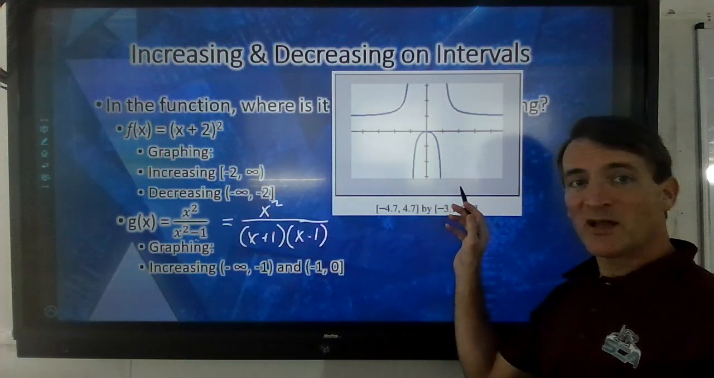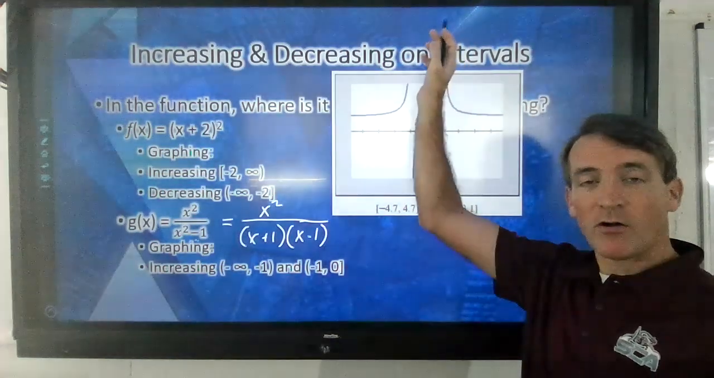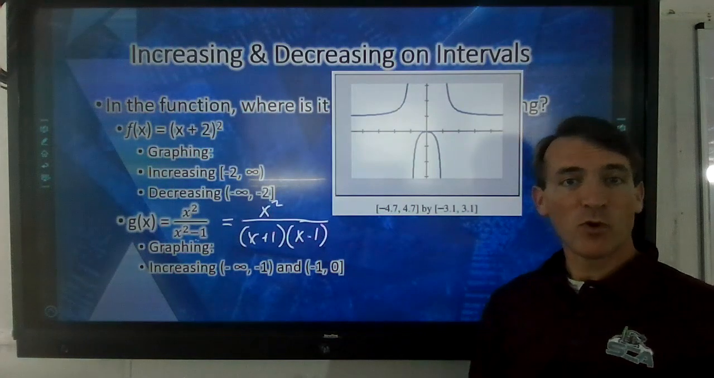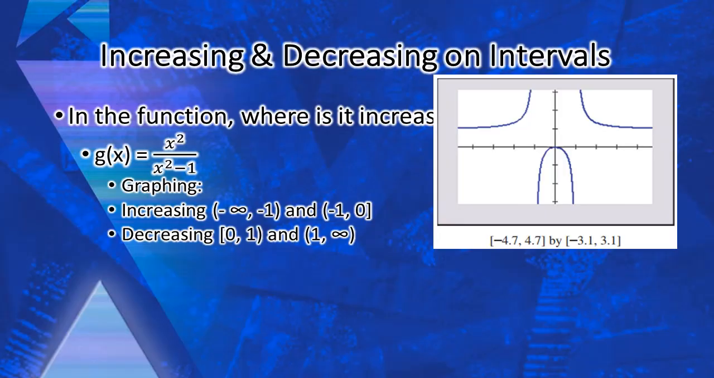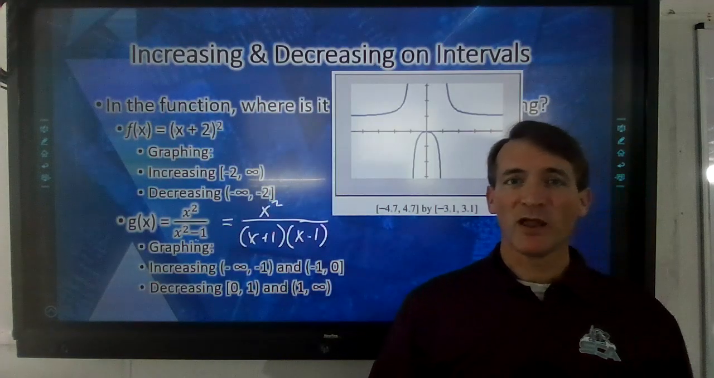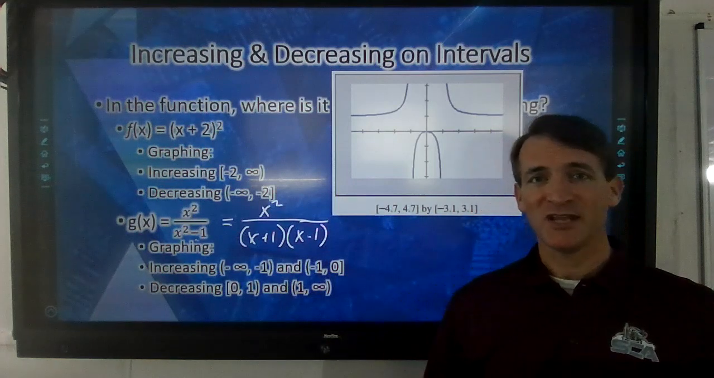Once we get close to positive 1, it's going to jump all the way up high on our graph and start decreasing from way up in the upper regions. So my decreasing portion of my graph goes from 0 to 1 and then picks up at 1 and goes on to positive infinity.